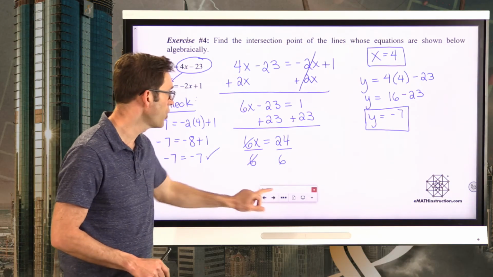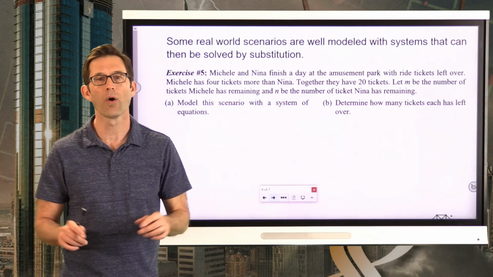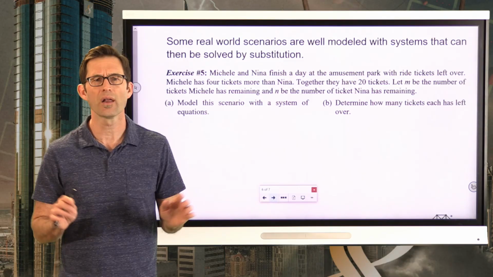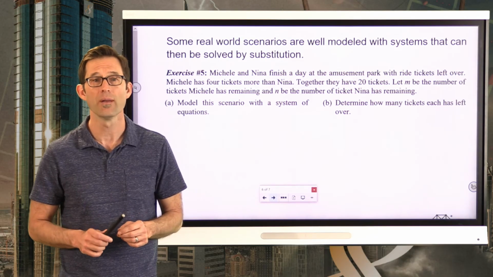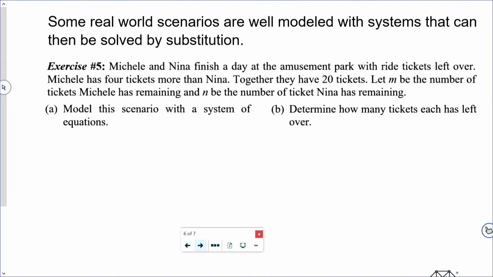All right, let's take a look at one last problem. Now, some real-world scenarios are really well modeled with systems that can then be solved by substitution. And we're going to see a ton of these in lesson number 4 in this unit. But let's take a look at one right away. Exercise number 5. Michelle and Nina finish a day at the amusement park with ride tickets left over.